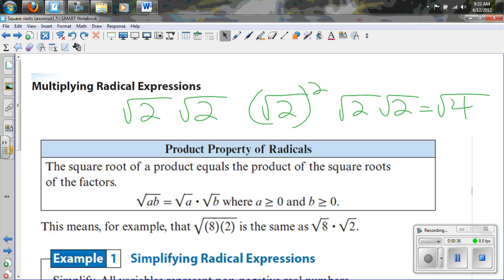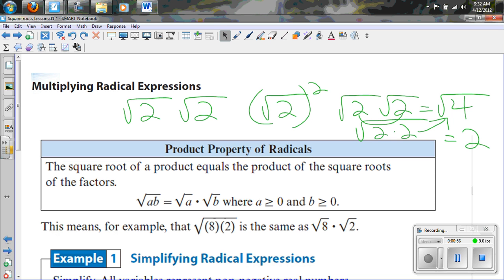So if you look at the product property of radicals, it says that you can take any radicals and you can separate them, or you can put them back together again. So we can combine these two under one square root and get the square root of 4, which is 2.